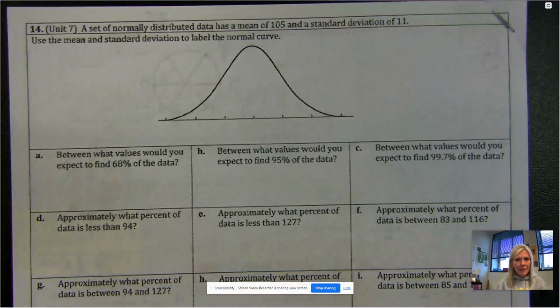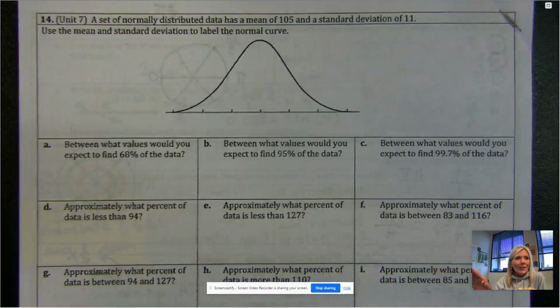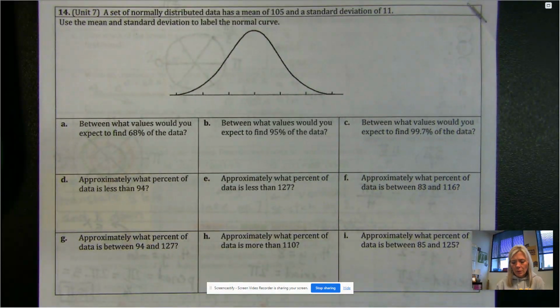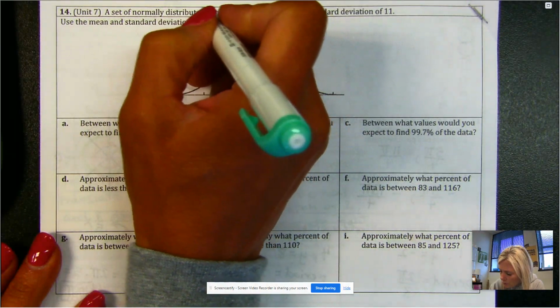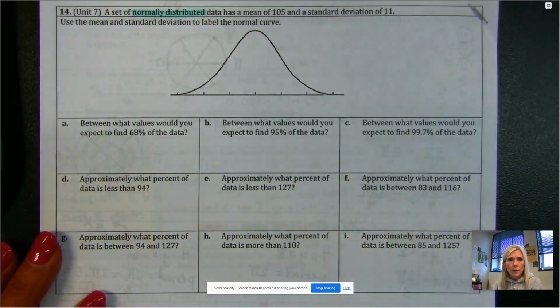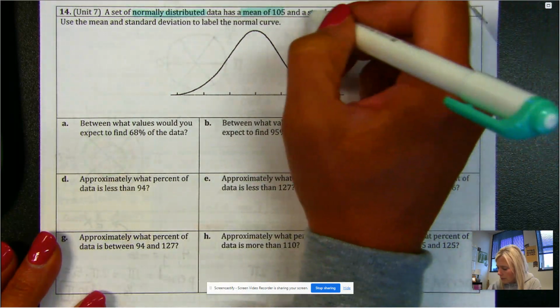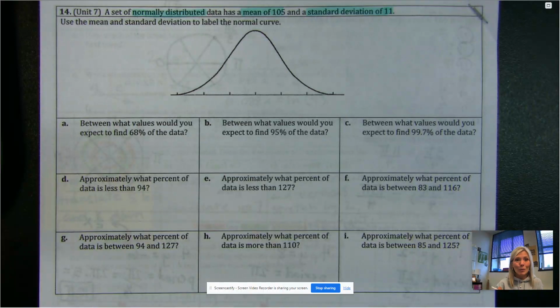All right, this is the last video for Unit 7 for your review for the final and our most recent material. So we have a set of normally distributed data with a mean of 105 and standard deviation of 11. Normally distributed data behaves in a certain way, and you can make a lot of estimations that are pretty good. We need to know the mean and the standard deviation because those are the two values that will determine a normal distribution. So the mean is 105.